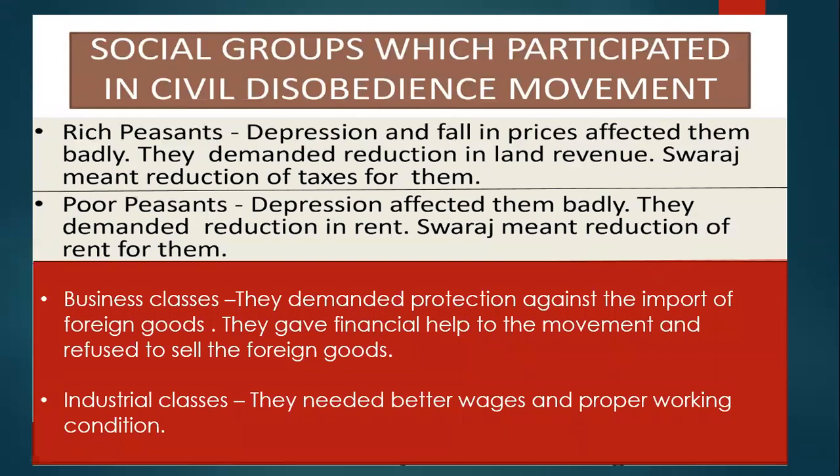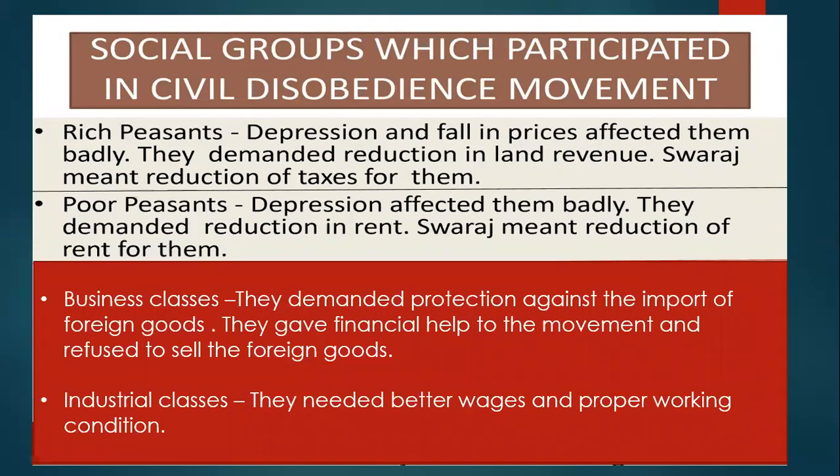Now, social groups which participated in the civil disobedience movement. When this movement started, many people and many social groups participated because they were mostly against the Britishers. Rich peasants, poor peasants, business class people, industrial class people, they all participated in the movement. But they all had different views towards Swaraj.